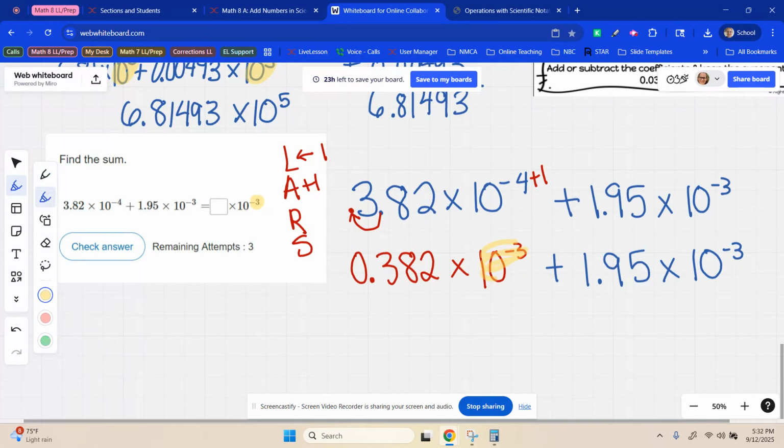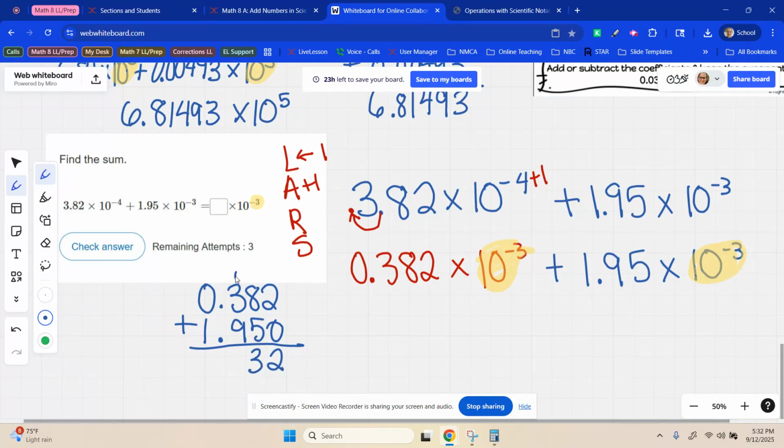Okay, 10 to the negative 3rd power is 1,000th. Okay, the thousandths place. Tenths, hundredths, thousandths. So these are both thousandths now. Okay, 0.382 thousandths plus 1.95 thousandths. So now that they're the same thing, I can just add the number parts. You can do this on a calculator. I'm going to do it like this. It will give you time to think about what's going on, and it will make things a little more transparent, but go right ahead and use the calculator.